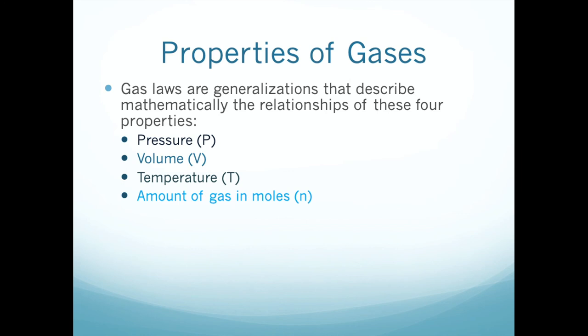Alrighty. So, I mentioned earlier there are some properties we're going to pay attention to, and we're going to describe the relationships between them in these gas laws. These properties are pressure, volume, temperature, and the number of moles of gas. And they're represented with a capital P, capital V, capital T, and lowercase n, respectively.